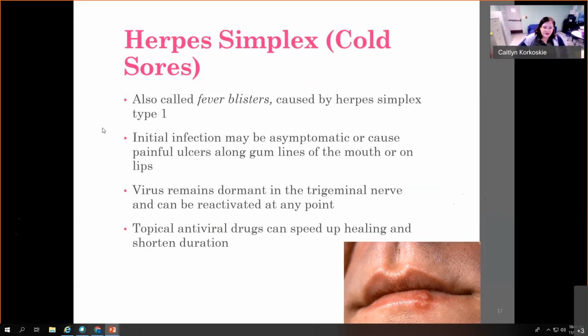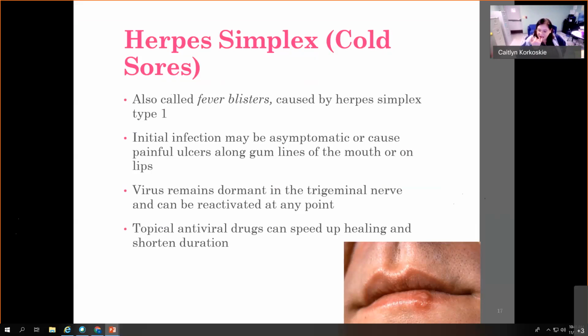But the virus does remain dormant in the trigeminal nerve and can be reactivated pretty much at any point. So that's kind of how herpes works. I don't know if you guys know this, but chickenpox is a type of herpes. So if you had chickenpox when you were a kid, it settles into one of the nerves in your body. So this particular type of herpes settles into the trigeminal nerve.